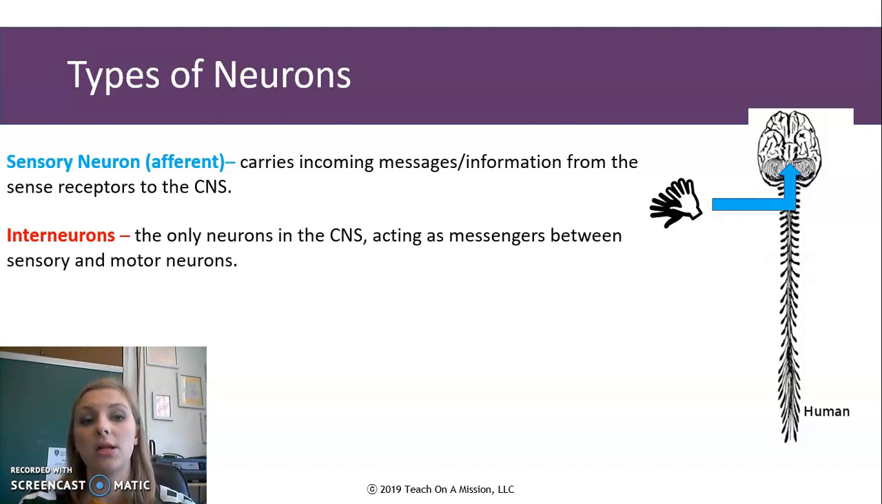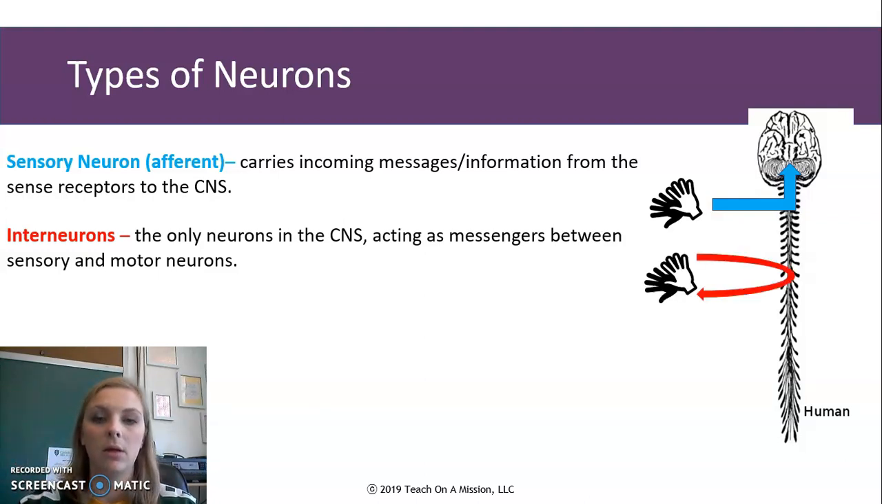Our interneurons are going to be the only neurons that are within our central nervous system, okay? And our central nervous system, remember, is our spine and our brain. So these interneurons are the messenger horses. They carry the messages between the sensory neurons, which we just talked about, and the motor neurons, which we're going to talk about in a minute, okay? So when sensory neurons receive a message, so we touch something hot, that information gets sent to our spine, where the interneurons in our spine are going to carry it up to our brain, okay?